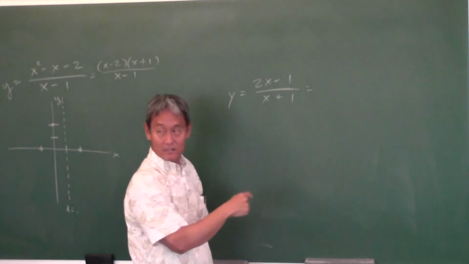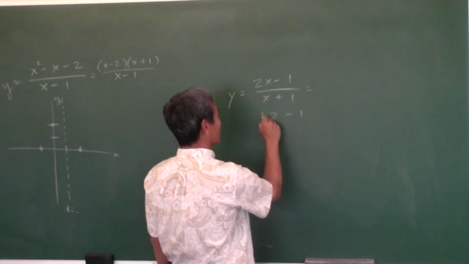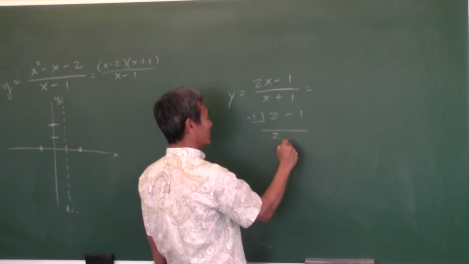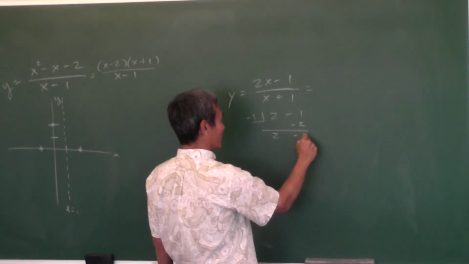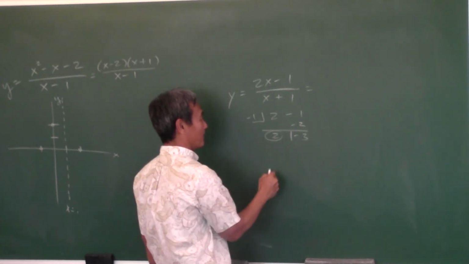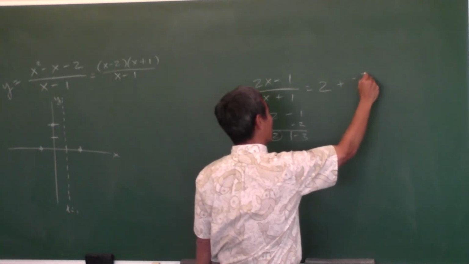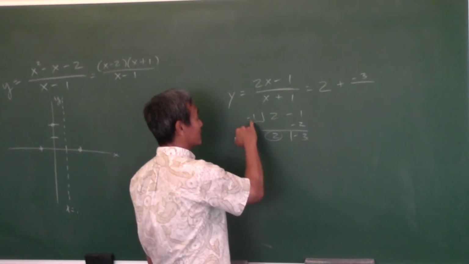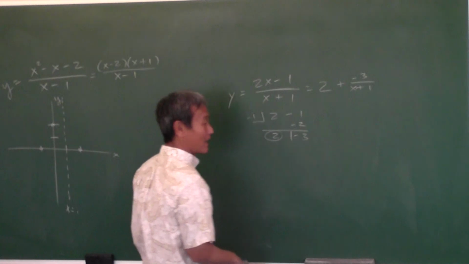Do you want to do long division or synthetic division? Okay, synthetic. So 2, -1. What do I put in the box? -1. Okay, do synthetic division. 2. -2. Okay, so there you go. So if I divide this by this, what are you going to get? What's the quotient? 2 plus the remainder over the divisor, which is, what's the divisor? X plus 1. So if you divide this by this, that's what you're going to get.